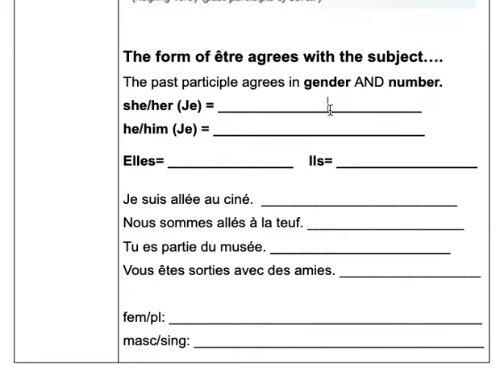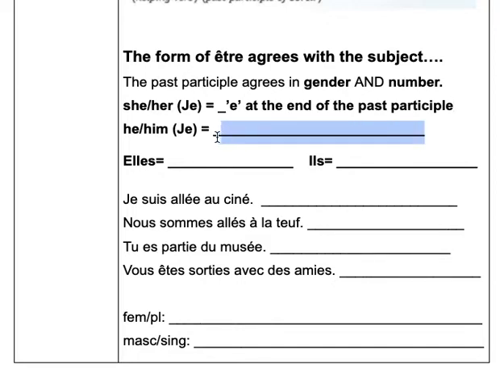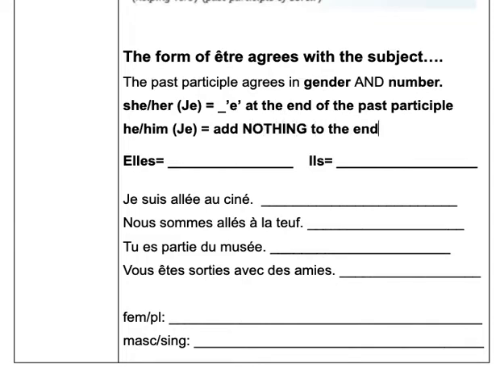So je, for she, her pronouns, we would need an E at the end of the past participle. Let me get rid of all this line here. You guys don't need to do that. Past participle, okay? If it's he, him, and it's you, like saying je suis parti or je suis sorti, you just leave it the same. You add nothing to the end.